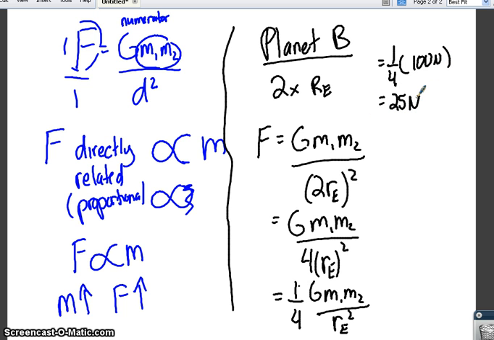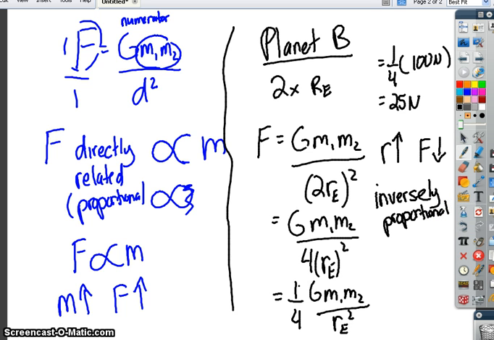So let's take a look at this again. Radius went up, force went down. Radius went up, force went down. So this is called an inverse relationship. An inverse relationship, or inversely proportional.